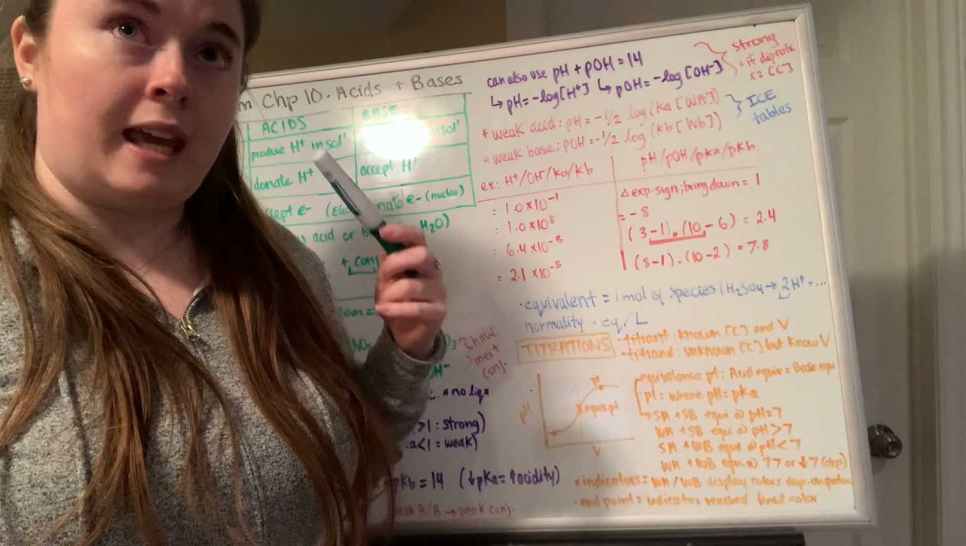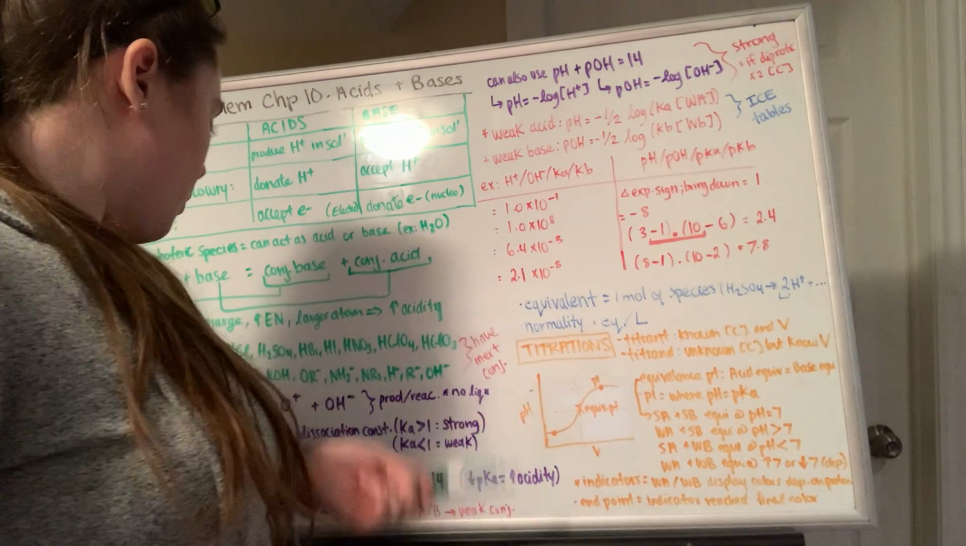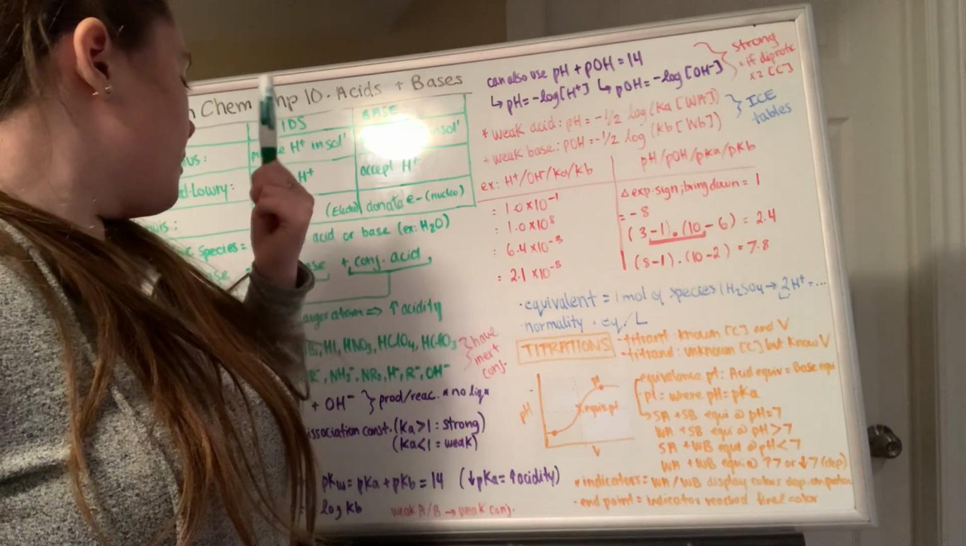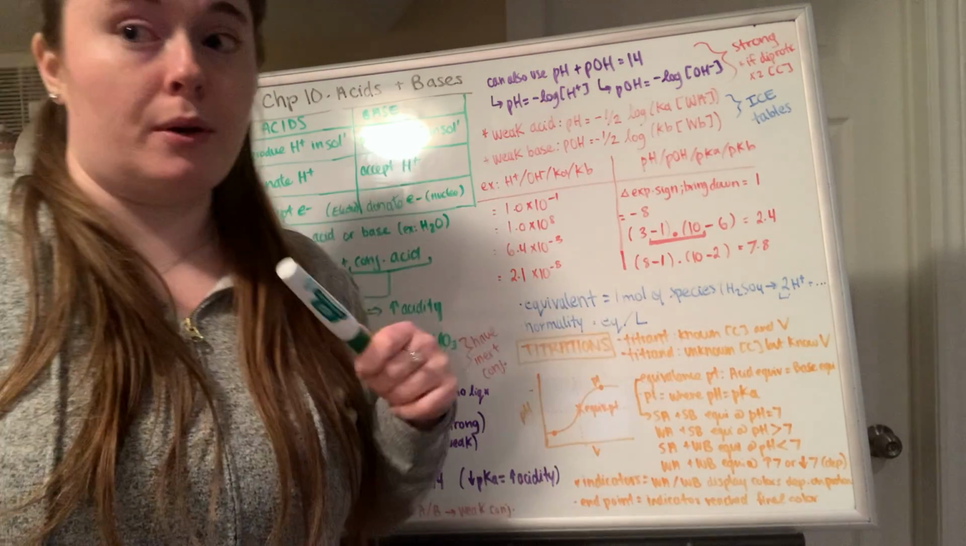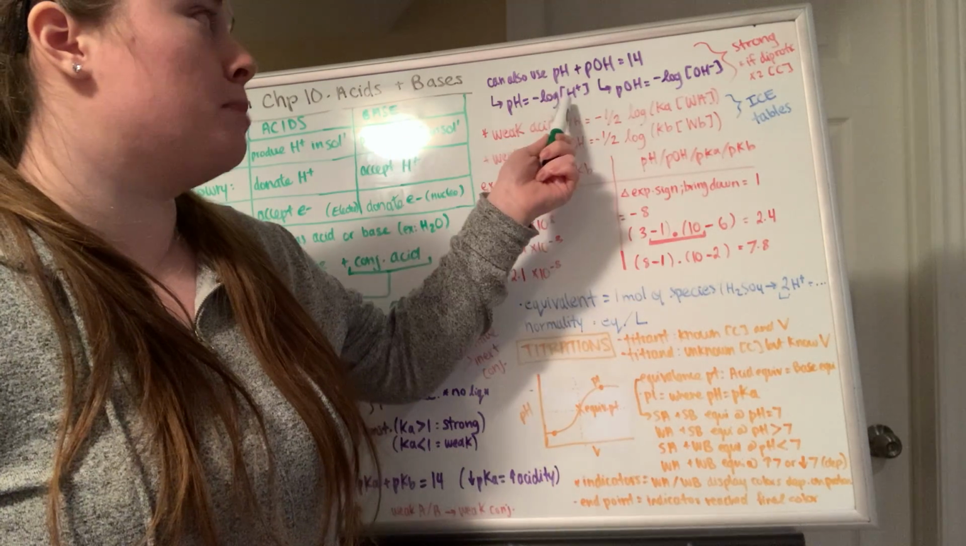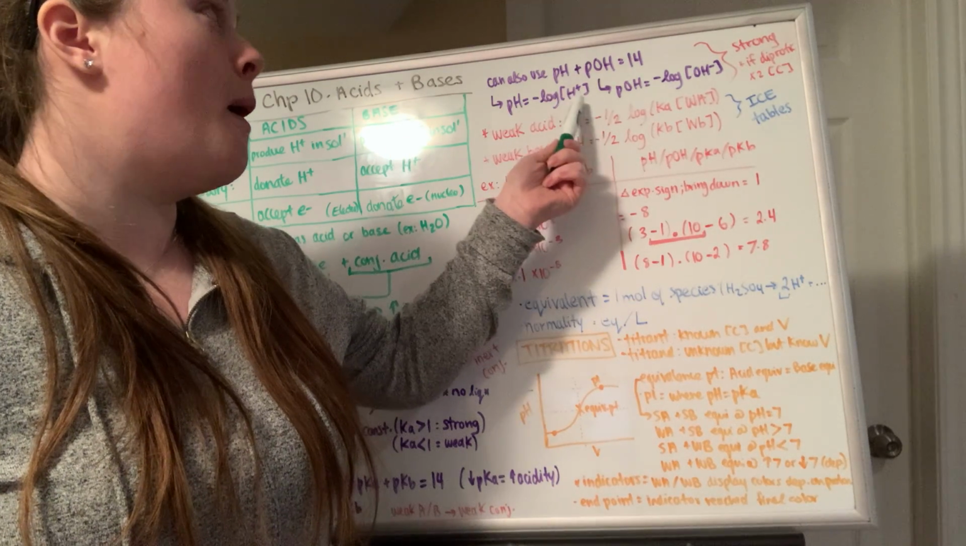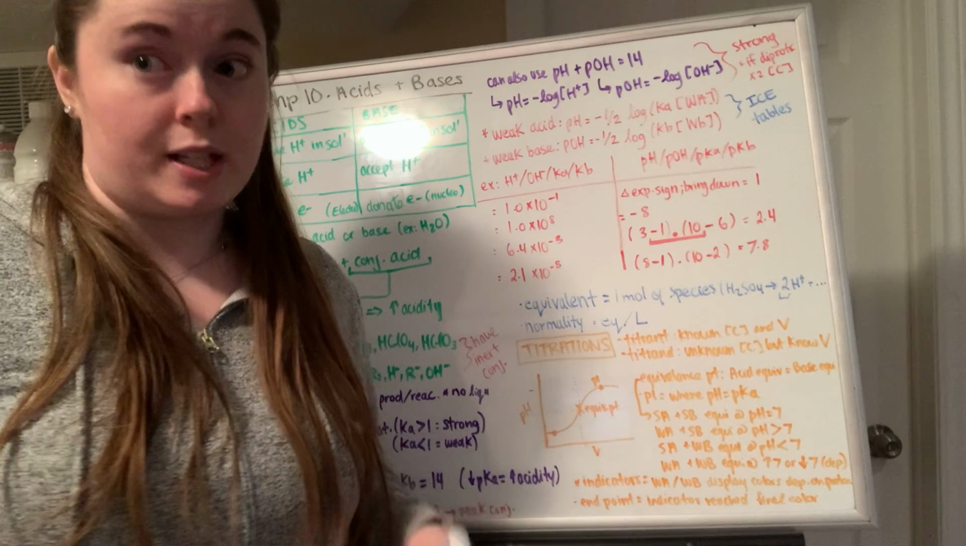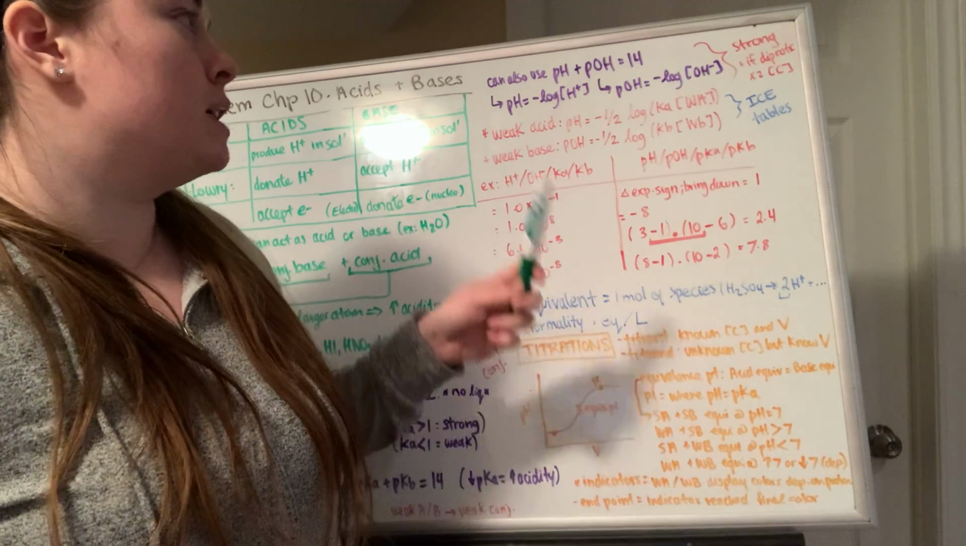So if we have something like H2SO4, that means that it's diprotic, right? Because there's H2, there are 2 hydrogens there. That means we would have to multiply the concentration that we're given by 2, because it is diprotic.